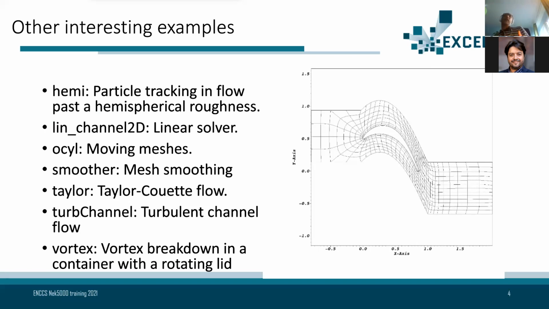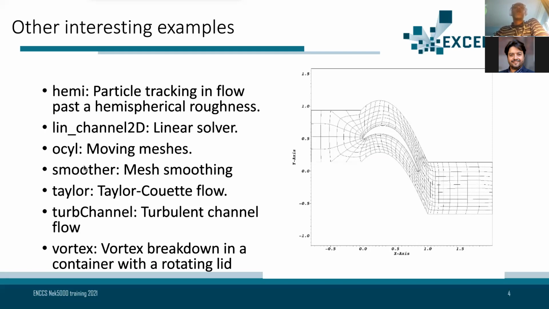So then I wanted to show you a little bit about different use case examples. If you look into there, you will find a number of those under this examples directory. I just wanted to point out a few of them. There is this example called Hemi, which is a standard example for the particle tracking stuff. So this one could be interesting to you.